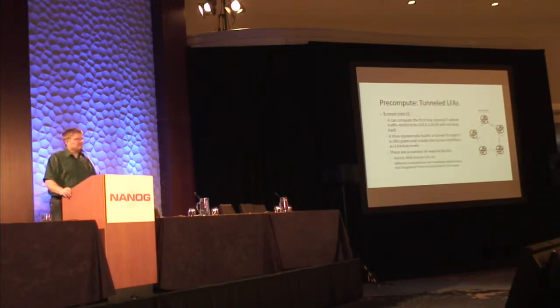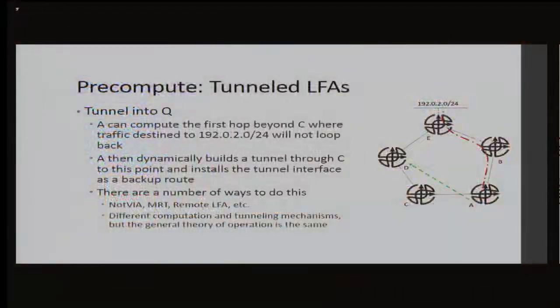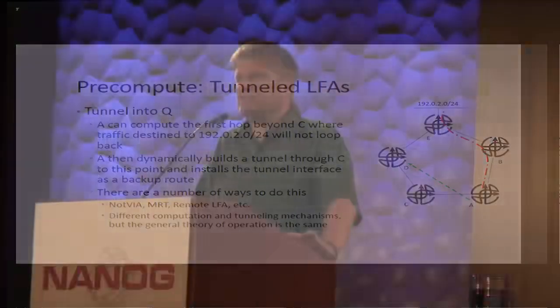So now let's go one step further. Let's do tunneled LFAs. If I tunnel into Q, I have P space and Q space, and essentially I'm trying to get to a point in the network where A can safely tunnel traffic and have it actually dump towards the destination rather than looping back to A. If C is not there, I can go past C. I can compute and go past C and say D is where I can dump my traffic. Great. So I can dynamically build a tunnel through C. I skip C because if I send the traffic to C in this case, it'll loop back to A. So I tunnel around C, I get to D. I know D won't loop the traffic back to me. There are a lot of ways of doing this, right? There's not-via, there's MRT, there's remote LFA. There are a lot of different ways you can do this.